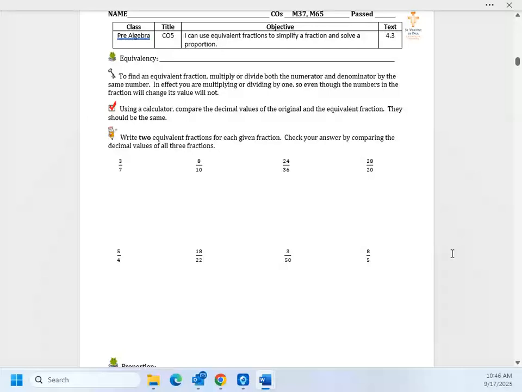Good morning. We are continuing on with CO5. I can use equivalent fractions to simplify a fraction and solve a proportion.